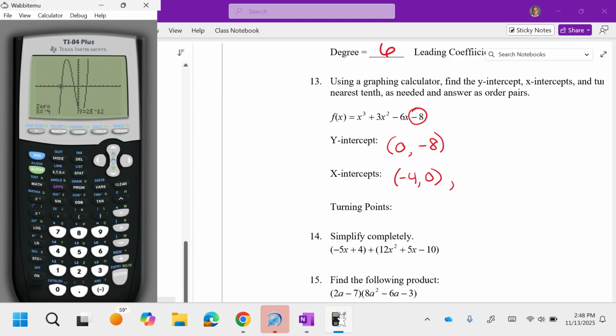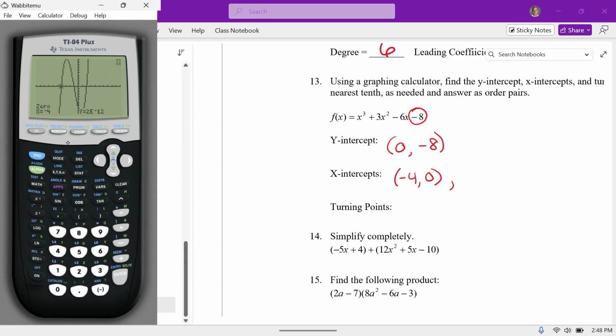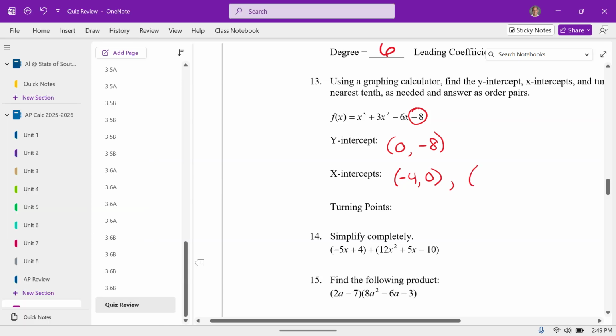Then I'm going to do it again. Second trace. I'm going to find the 0, 2. And I'm going to be to the left of where it crosses the next time, which is right about there. Enter. Go to the right of where it crosses, hit enter, and hit enter again. And so that's negative 1, 0.